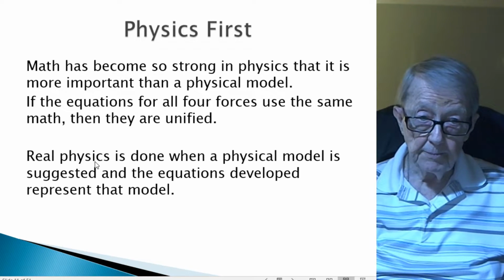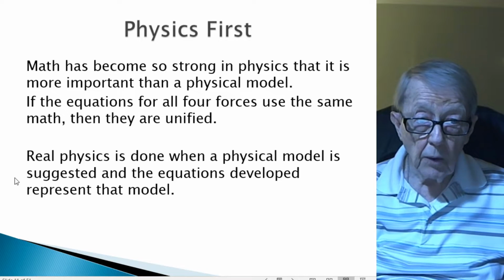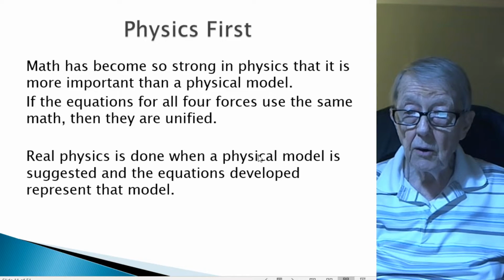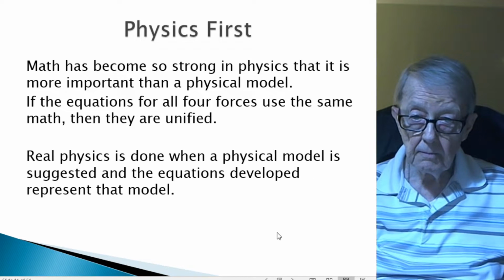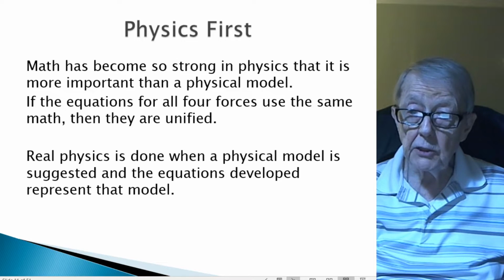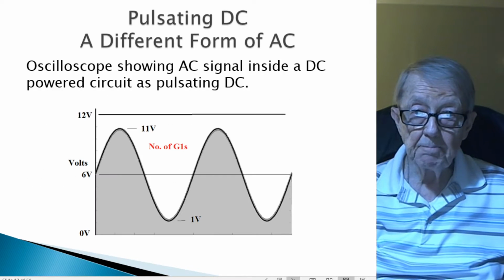Real physics, physics that I like, is done when a physical model is suggested and the equations developed represent that model. You can see in the equation what it is physically. That's the way it should be. Math versus physics. Physics first. Make sure the math matches the physics.